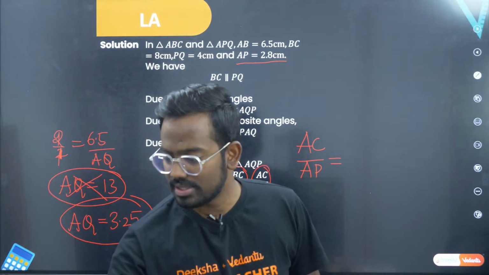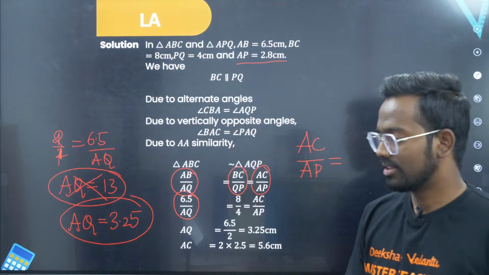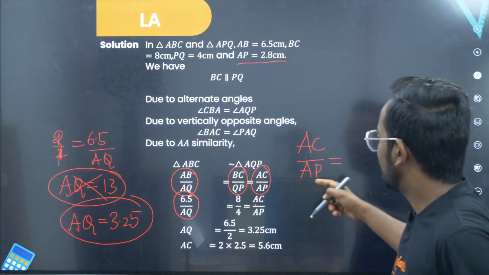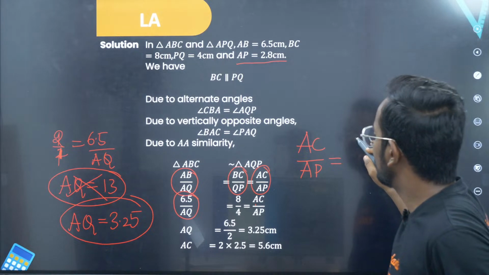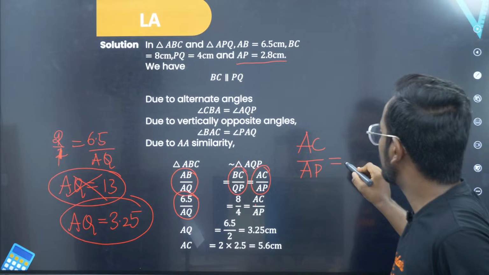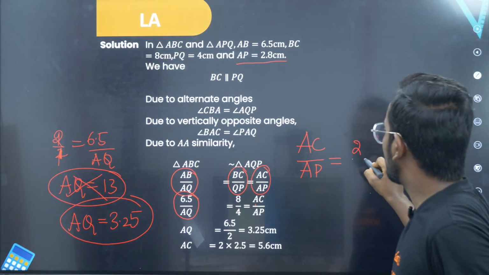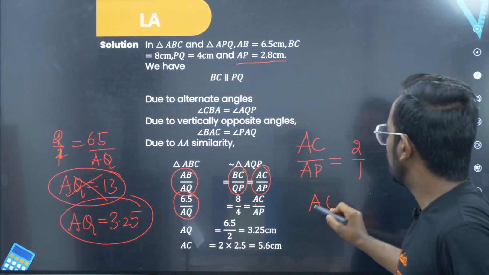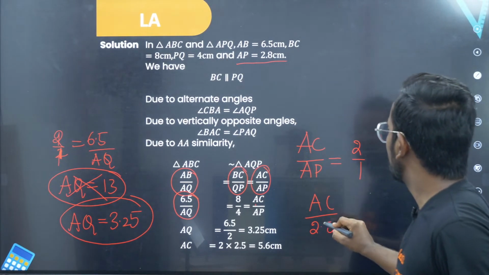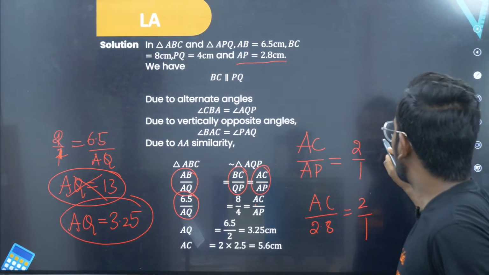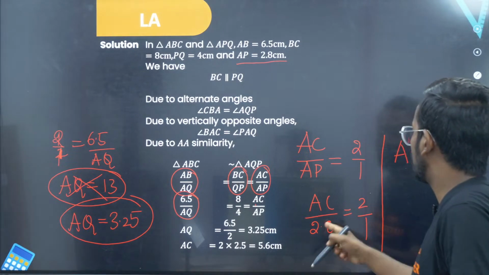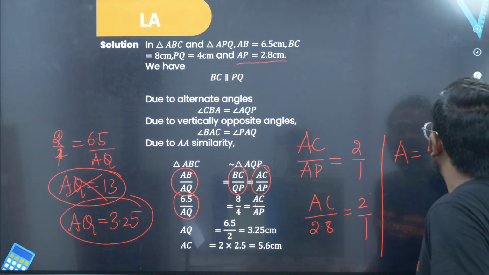Okay, what is the error in the question, Harsh? Okay, let's see. AC by AP is known to be 8 by 4. So AP is known. So this is 2 by 1. AC by 2.8 is equal to 2 by 1. So from here, AC is equal to 2.8 into 2, that is 5.6 centimeters.